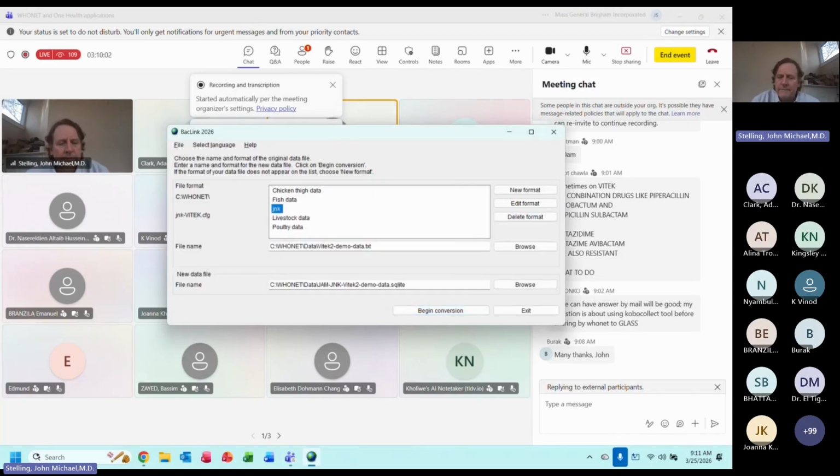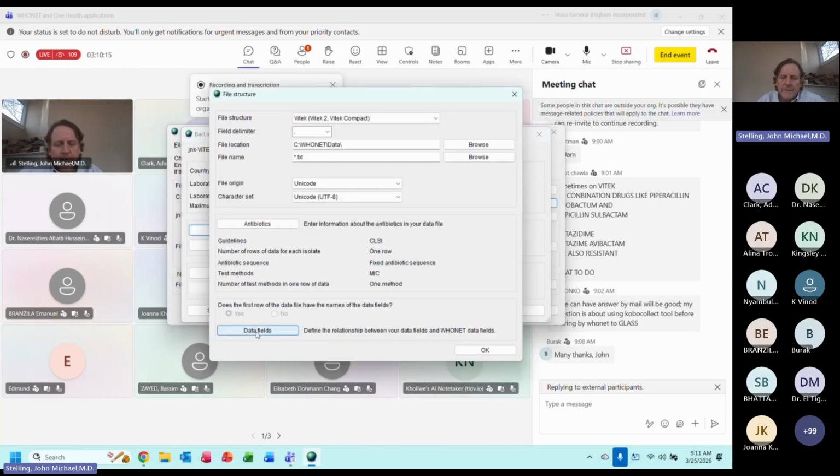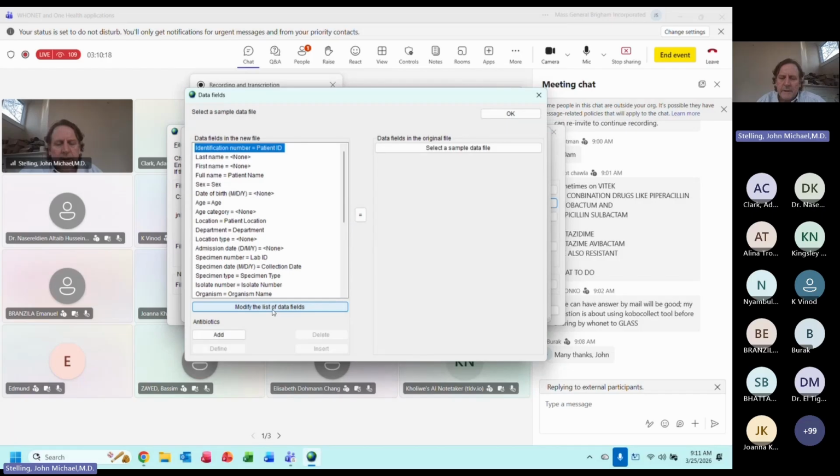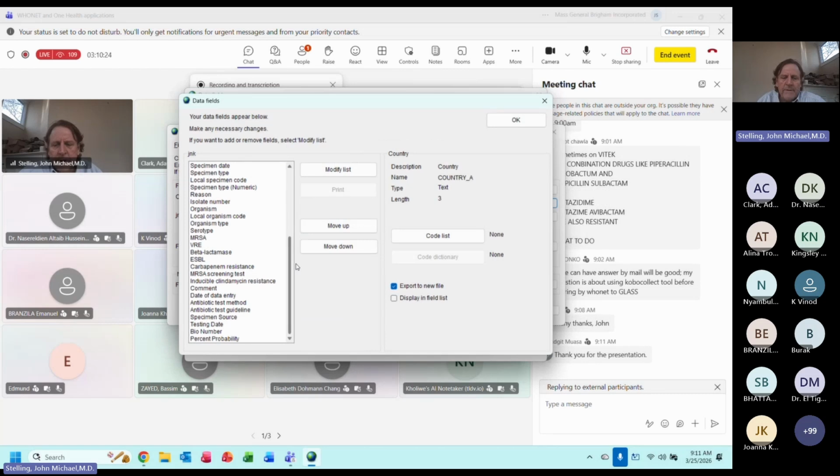Here I'm under Vitek, and I go to edit format. I showed you in WHONET how to add and remove data fields. You can do the exact same thing with BacLink, very valuable for the food sector. I'm going to click on file structure, data fields at the bottom, modify the list of data fields, and this is the standard list, and you see all of the Vitek things like Vitek bio number, Vitek probability, Vitek testing date. So you have the normal WHONET fields plus the additional ones.